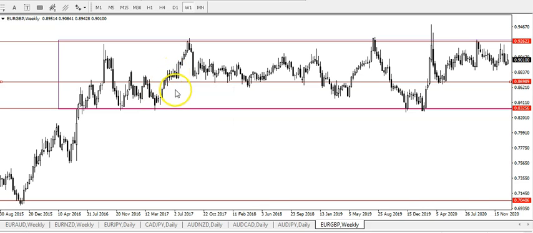Remember, it could test it and bounce. It could test it and move into range, and it could test it and then break through it. So these are the three scenarios.